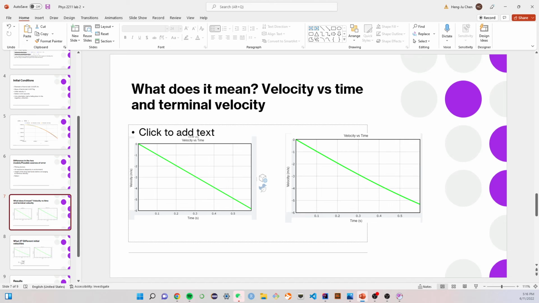So what does it mean, velocity versus time and terminal velocity? On the left, we have a graph of velocity and time for the model without drag force, and this model on the right does put drag force into consideration. And as we can see, only the model on the right here that puts drag force into consideration should have a terminal velocity, since terminal velocity is because of the net force becoming zero, and the gravitational force and the drag force evening out.